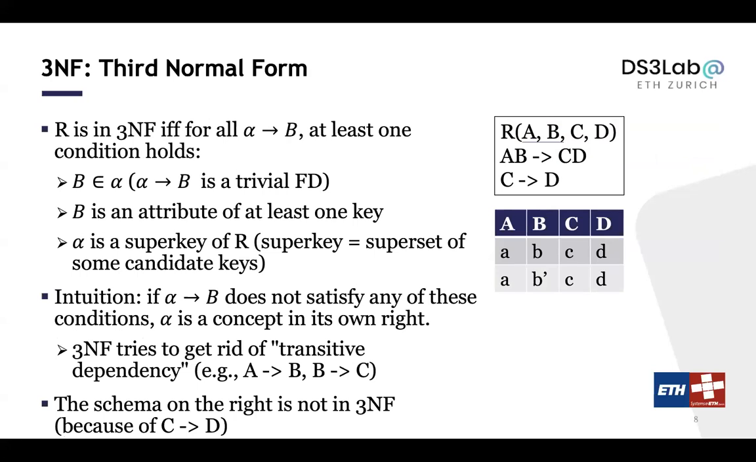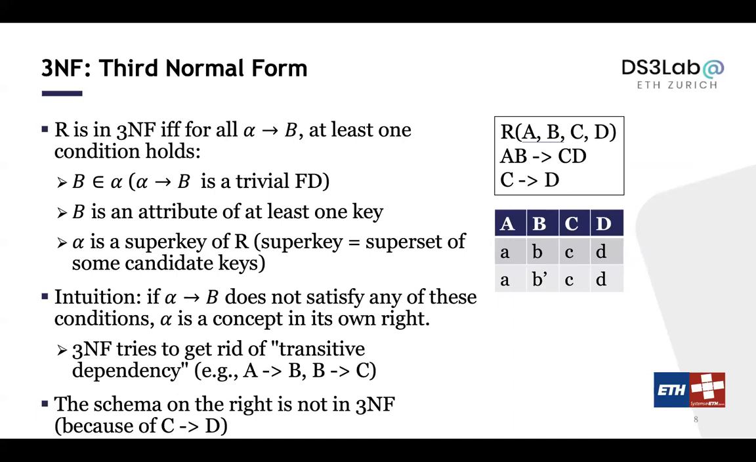And then we can make this even stronger because even if a design is in second normal form, it doesn't mean it doesn't have any data redundancy caused by functional dependency. So a stronger notion is something we call the third normal form. We say relational design R is in third normal form if and only if for all functional dependencies from alpha to B, where alpha is a set of attributes and B is a single attribute, at least one of the following conditions hold.